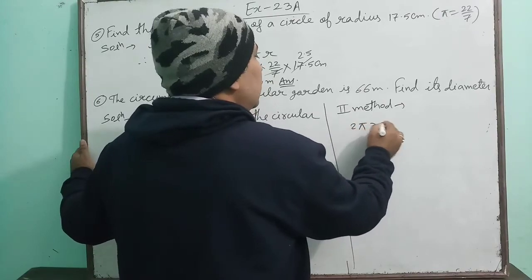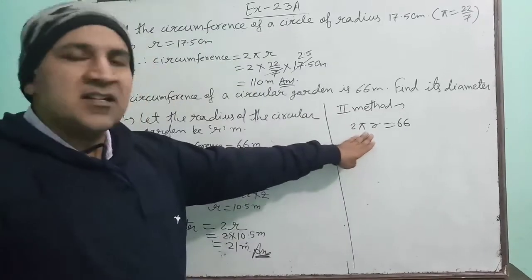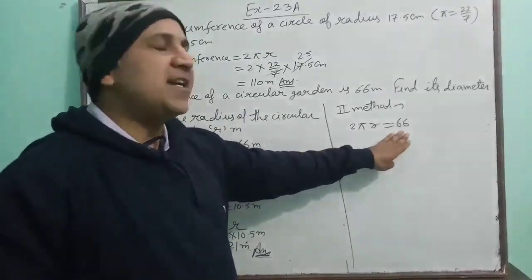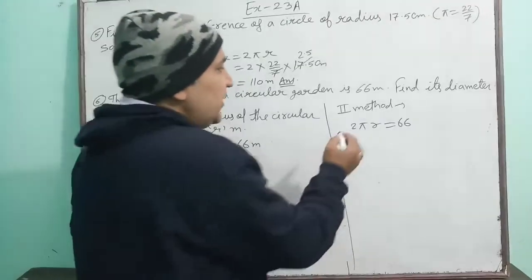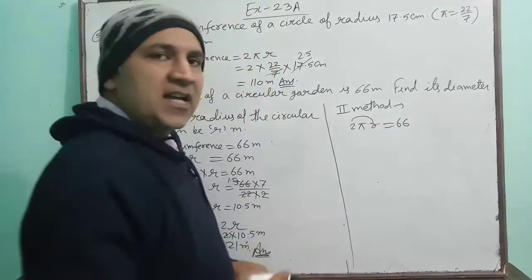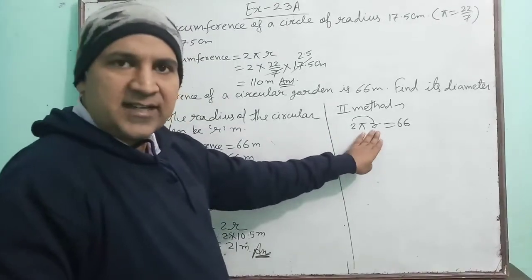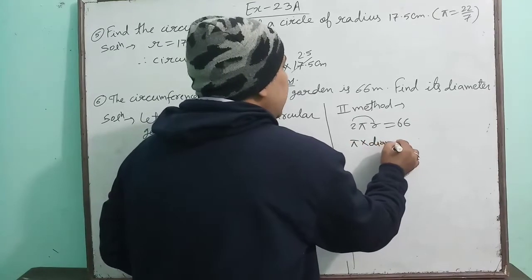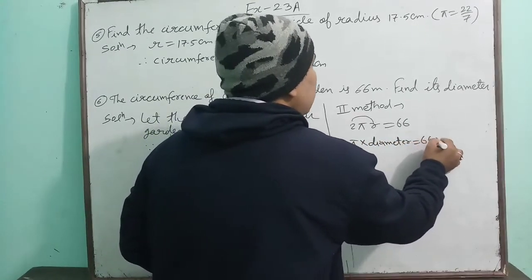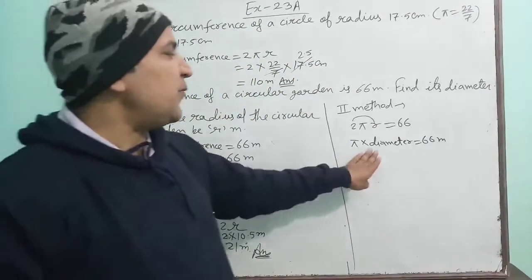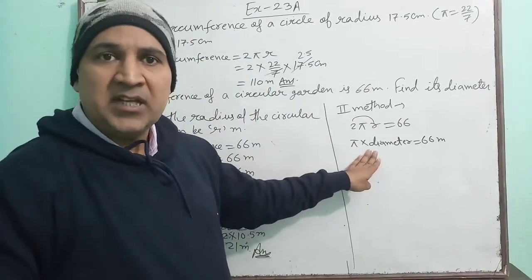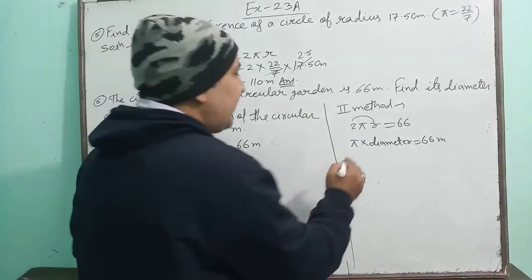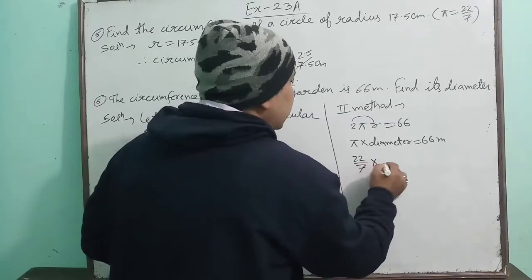We know that 2 pi r is the circumference. In the question, circumference is 66 meter, means 2 pi r is 66 meter. Children, we know that diameter is 2 times r. 2 times radius is the diameter. So here you can see that pi into diameter is equal to 66 meter. This is also a formula for circumference of a circle. Circumference of a circle is equal to pi into diameter. So by putting the value of pi, you can find the diameter.